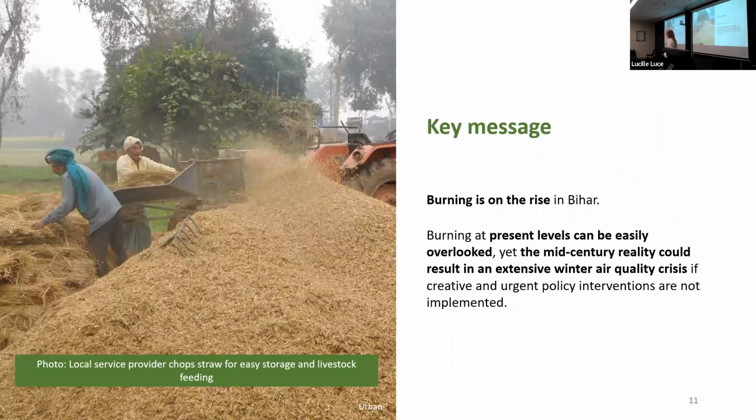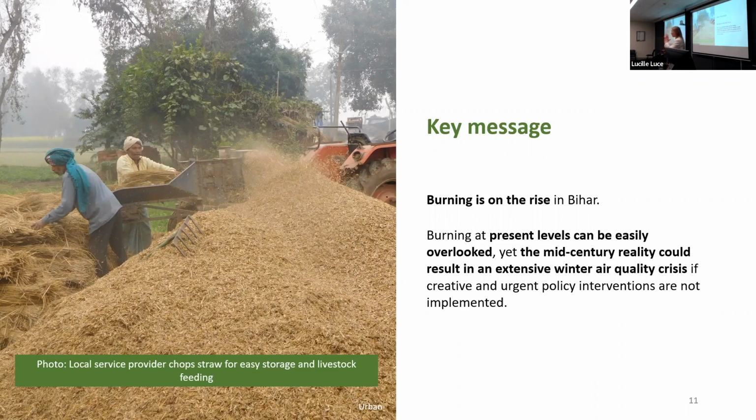So the key message to this first piece of the work is burning is in fact on the rise, unfortunately. And burning at present levels can be easily overlooked. But if creative and urgent policy interventions are not implemented, it could result in a mid-century air quality crisis, particularly during the winter months. But from this work, this is something that we call a naive analysis.